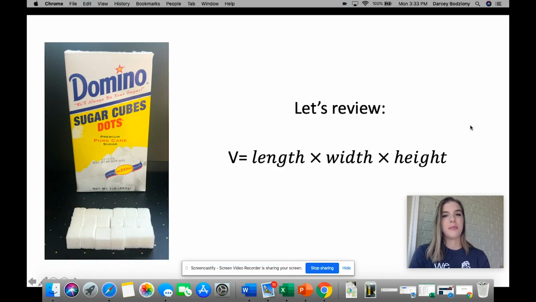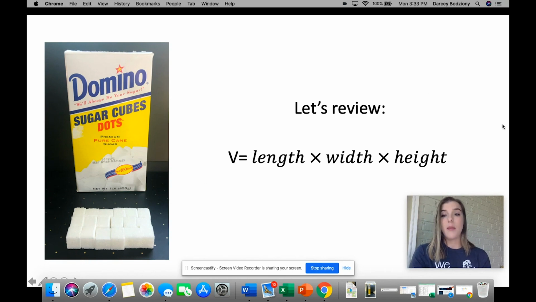Previously, we've discussed volume and how we can use what we know to solve. Now, we can easily determine the volume of one layer of this sugar cube box. There are 3 cubes wide by 6 cubes long and 1 cube tall. So I would use my volume formula, length times width times height, to multiply 3 times 6 times 1, and I would get 18 cubic centimeters.